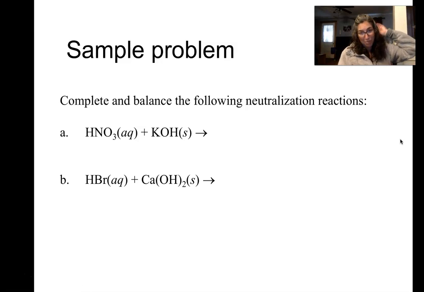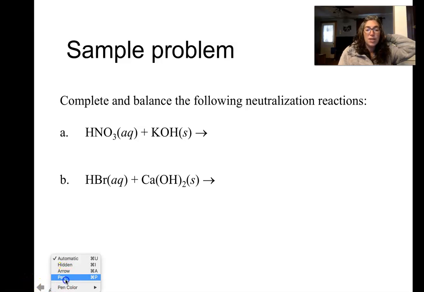Okay, sample problem here. We're going to complete and balance the following neutralization reactions. So we do have to predict what the products are going to be here. But we can do that because we know that the products of a neutralization reaction are always a salt, some ionic compound, and water.